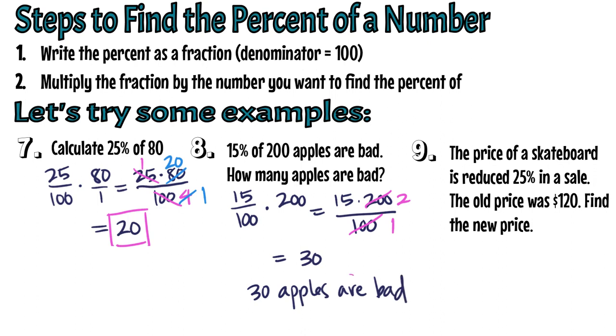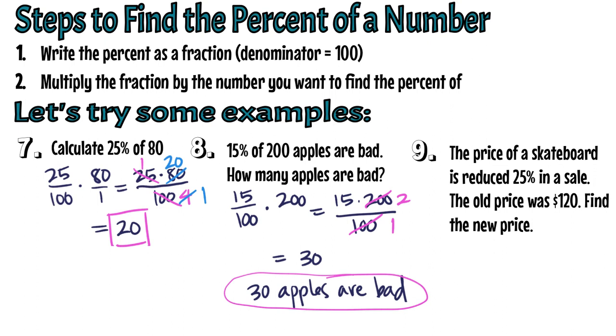That's our final answer. Let's try one more together. Number 9, the price of a skateboard is reduced 25% in a sale. The old price was $120. Find the new price. So we want to find how much was it reduced by, right?